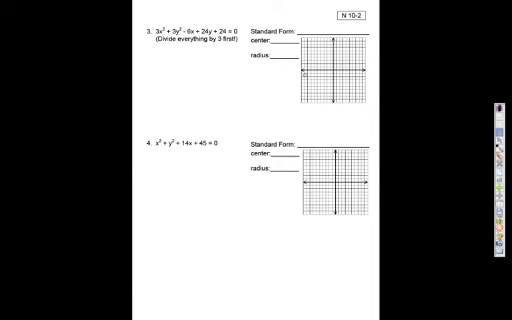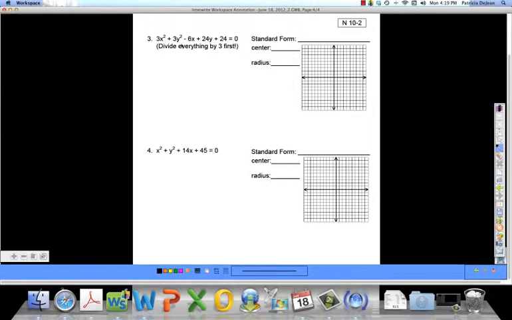Now this is an example where you notice that you have a coefficient in front of the x squared and y squared. And so we've got to divide everything by 3 first. Remember, we need to complete the square, you can't have the coefficient. So when we divide everything by 3, we end up with x squared plus y squared minus 2x plus 8y, and I'm going to go ahead and put the negative 8 over there, equals negative 8.